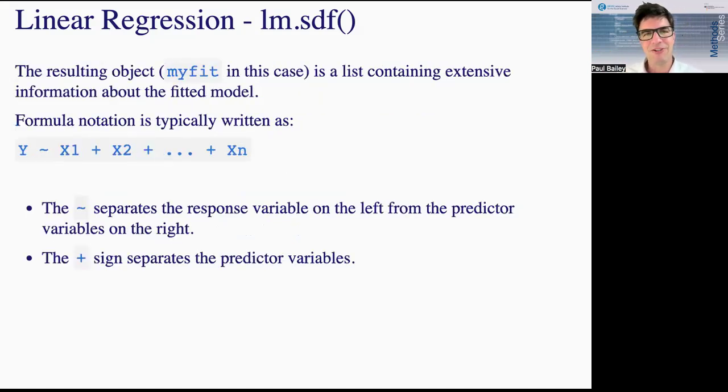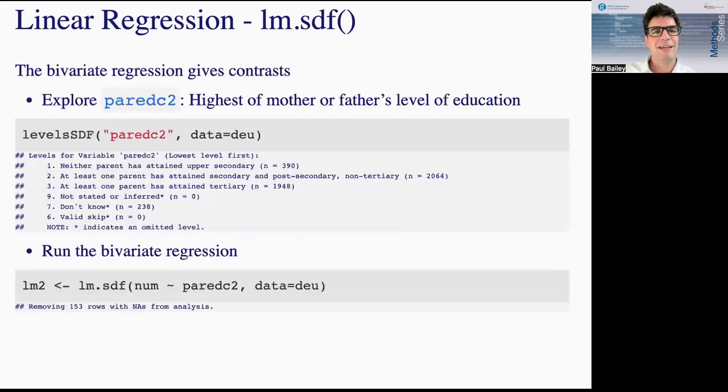How do I use a formula in R? The way I do that is that I have my dependent variable, a tilde, and then a list of covariates. And so we're going to do a regression on the bottom here with numeracy predicted by the highest of mothers' and fathers' levels of education. So we showed the levels of that and our raw n sizes here at the top. And then we run that regression.